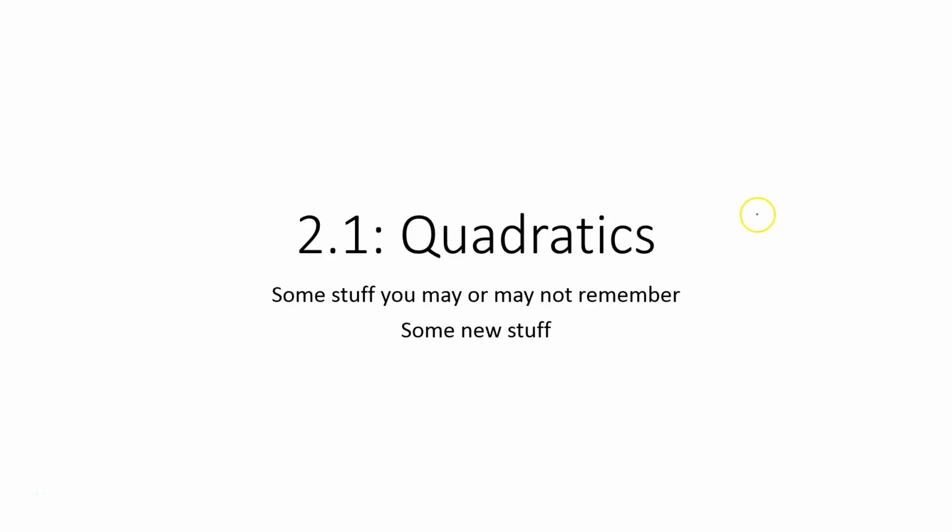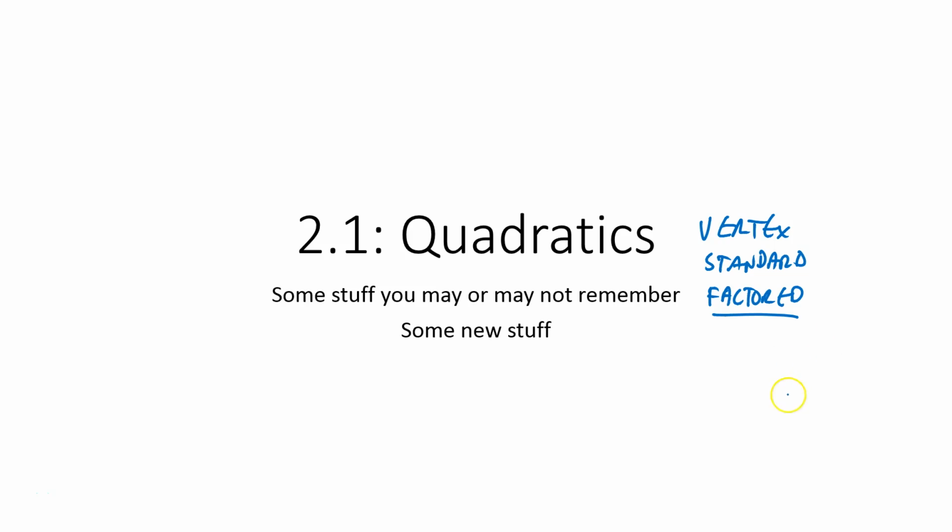Going to talk to you today about quadratics, quadratic equations, some stuff that you may or may not remember, and some stuff that will probably be new to you. Today we're going to talk specifically about vertex form, we'll talk about standard form, and we're going to talk about factored form, which is one that you may not have graphed from before, but we've talked about factoring, and so it shouldn't be too tough.